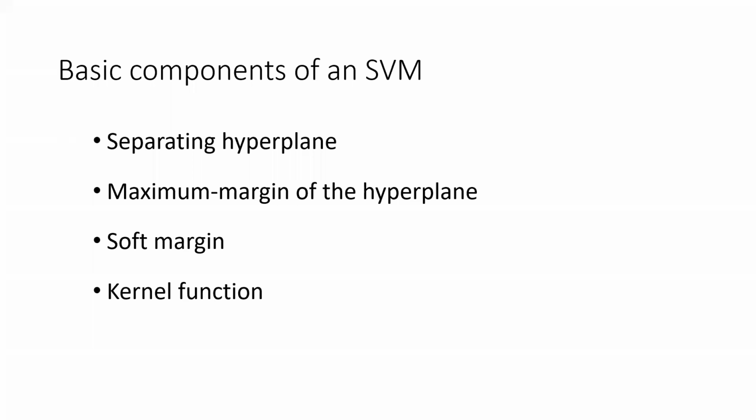We also then have things called the maximum margin of the hyperplane, the soft margin, and the kernel function. So the maximum margin of the hyperplane, if we thought about drawing a line to try to separate two classes, the margin then is how far is the closest point from each of those classes to that line separating the two classes. That distance gives us the idea of the maximum margin.